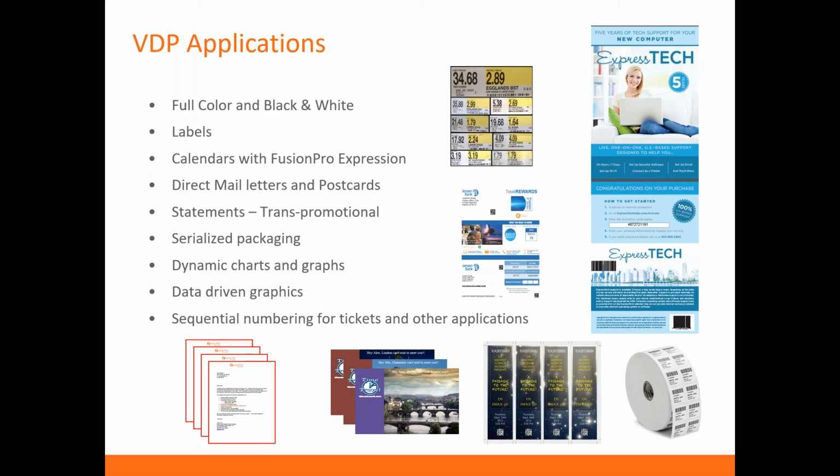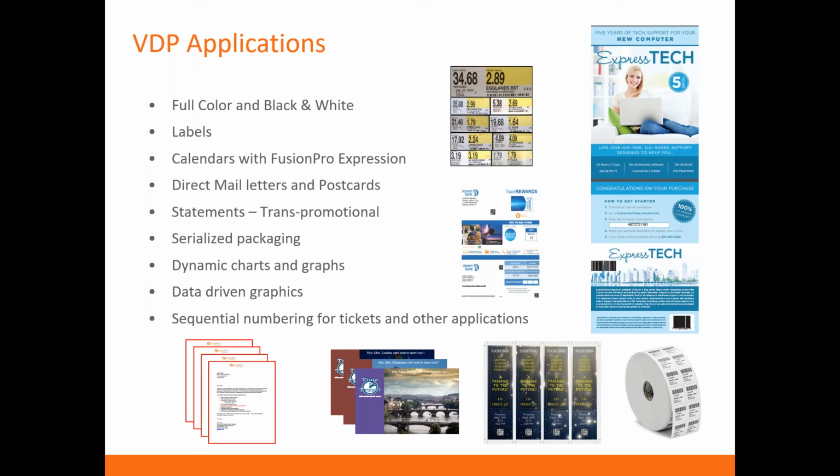Okay, so let's take a look at some of the applications that we do with Fusion Pro, right? So full color or black and white. Now labels is listed number one, and as it turns out, labels as records go is probably by far the number one thing that we do, and the very first case study is going to speak to that, and you'll see why. These are small labels that go in supermarkets, for example. A lot of horsepower being thrown at that particular application. But we also do calendars. We have direct mailers that use it for mailing letters and postcards, and we have folks doing trans-promotional statements.